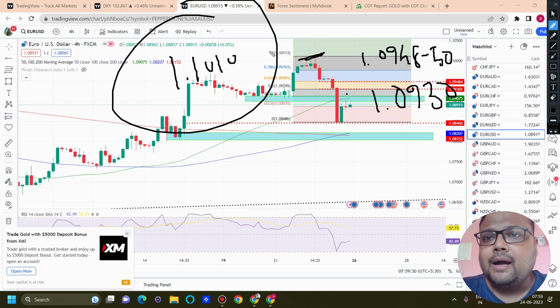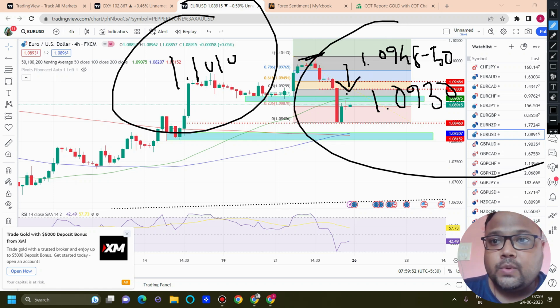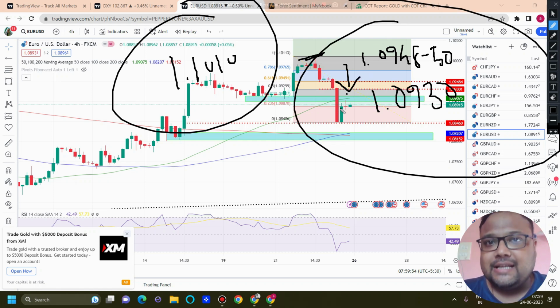But if you see the market is struggling around the resistance levels of 1.0950, 1.0930, then it's a sign of caution that a trend reversal is coming up. So on Monday, if Euro USD struggles around this area and reverses, you can also look for a sell position around these levels.